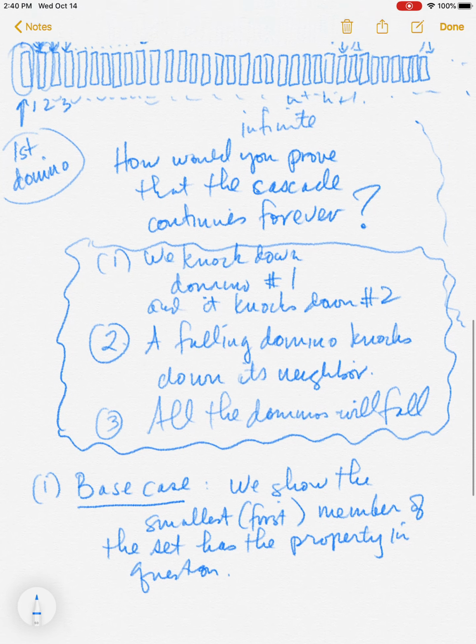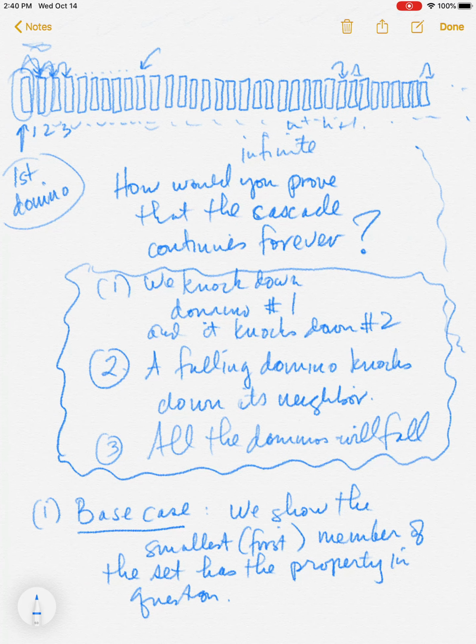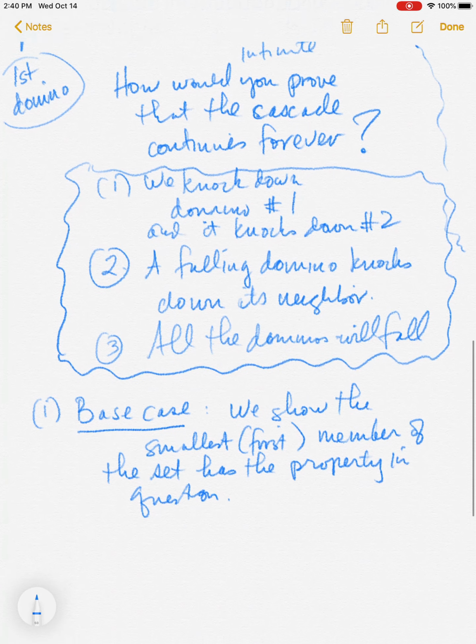And what's the property in question for the domino metaphor? That when it falls, it knocks down the guy after him. Okay, and we want to show that that's true for every single thing. That when this one falls, he's going to knock down the guy next to him.